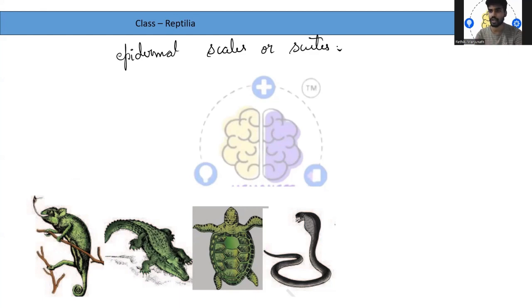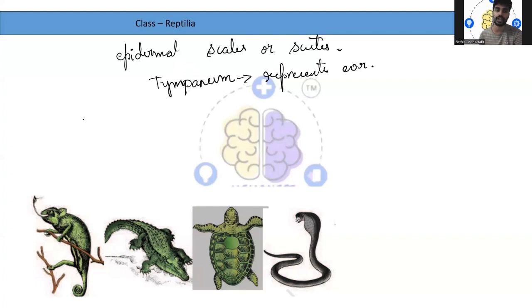They do not have any external ear opening. Here also there will be a tympanum, which normally represents the ear. Then a three-chambered heart you will see. Limbs are there, forelimbs and hind limbs can be observed. So limbs are two pairs. The heart is usually three-chambered here.